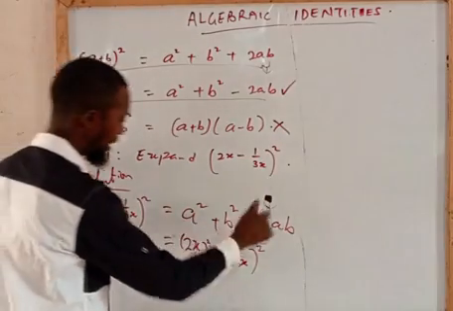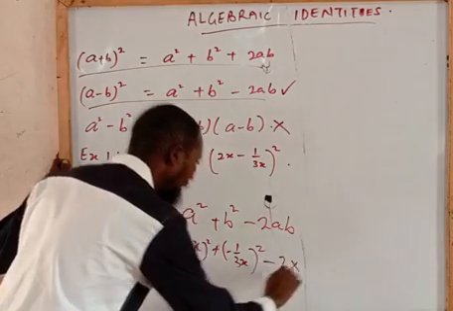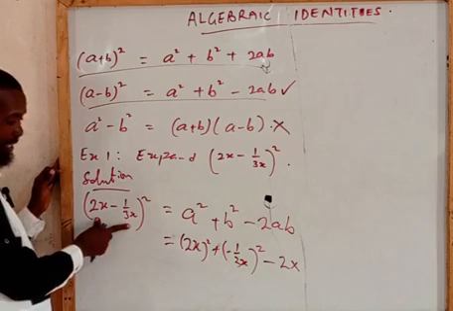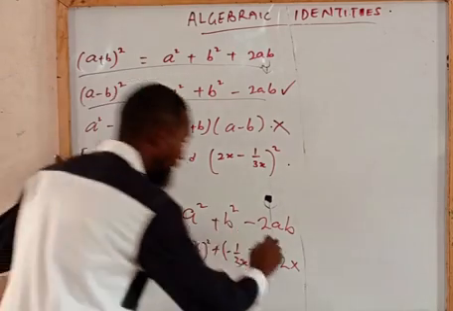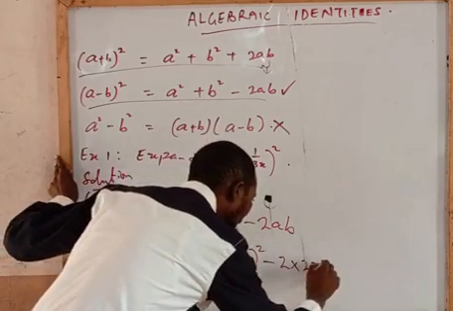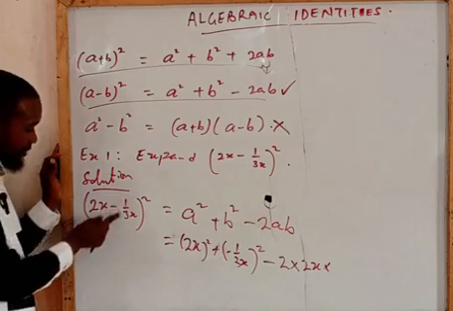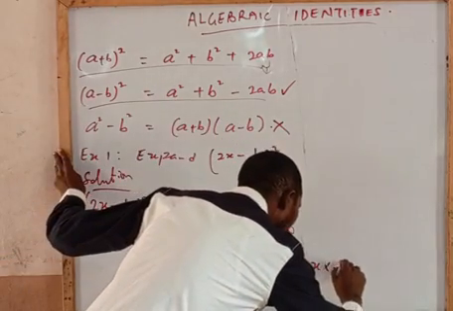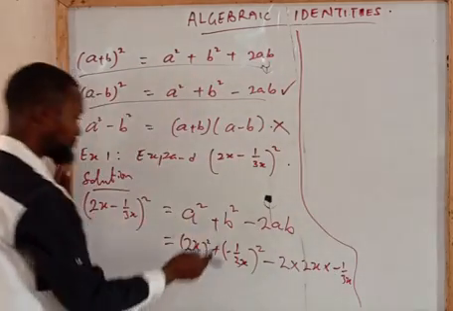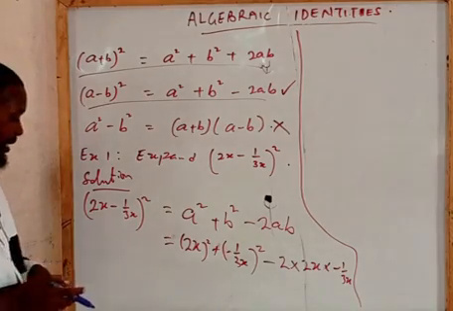After this, what we have next is minus 2ab, that means 2 multiplied by a, which is the first item from the bracket, and we can see the first item is 2x. So that will be 2x. Then times b, which means the second item from this bracket, which is minus 1 over 3x. So that will be multiplied by minus 1 over 3x. In order to complete this, we only simplify further so as to get the final answer.